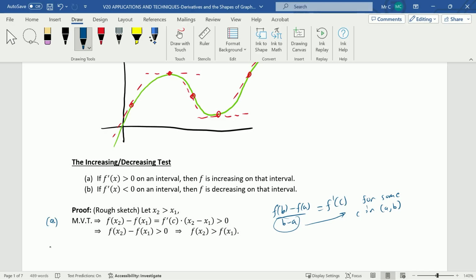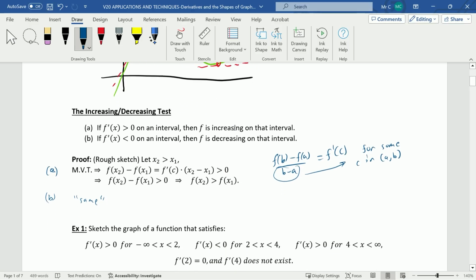For part B, it's basically the same, right? All you do is just flip around that it would be negative instead of positive at the end, and so you would get that f of x2 was less than f of x1. Okay, so let's move on.